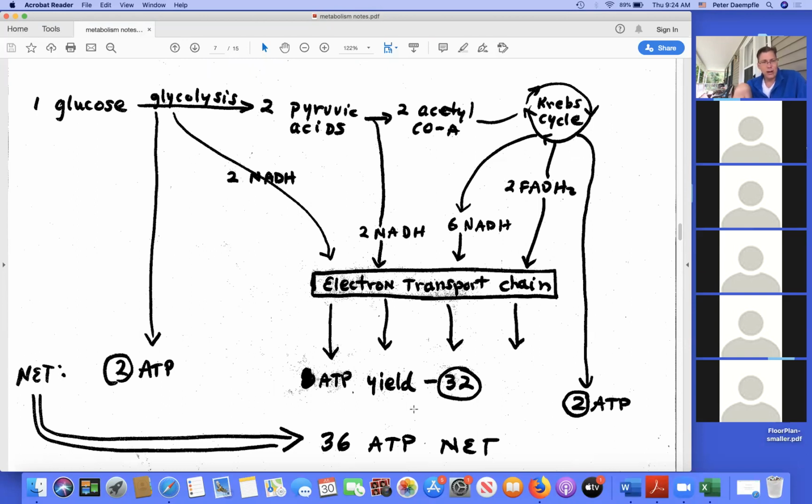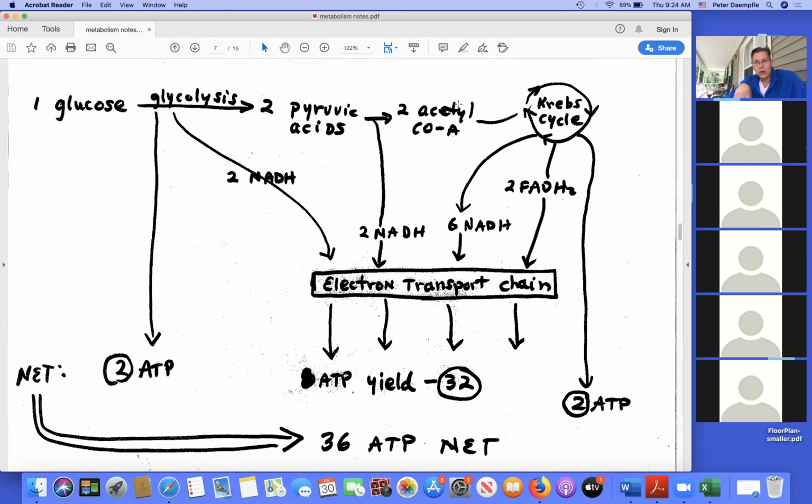Okay, let me reiterate. Let's go back, a little review. If you look on the overhead, glucose is broken down how? By glycolysis into 2 pyruvic acids. You net 2 ATPs, so I put the ATPs at the bottom if you look on the figure right there. And you also obtain 2 NADHs from this process, which go to the electron transport chain and yield energy.